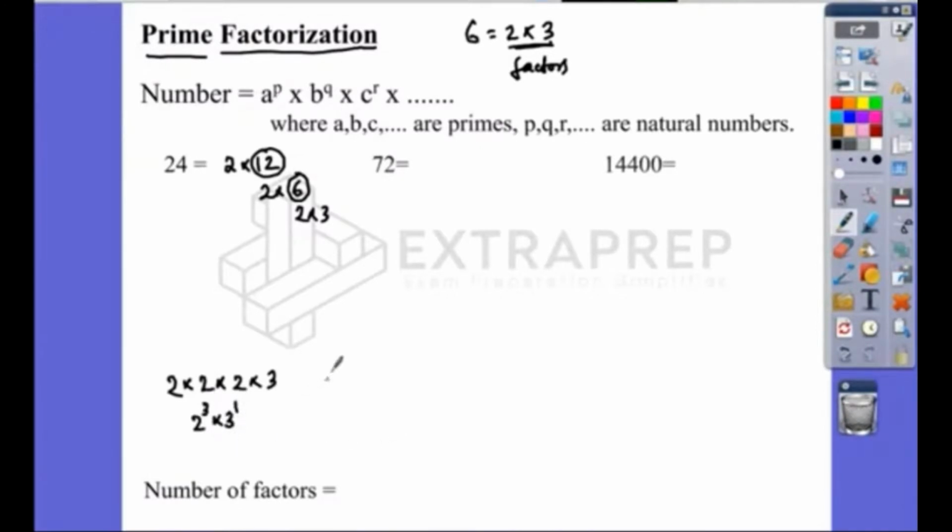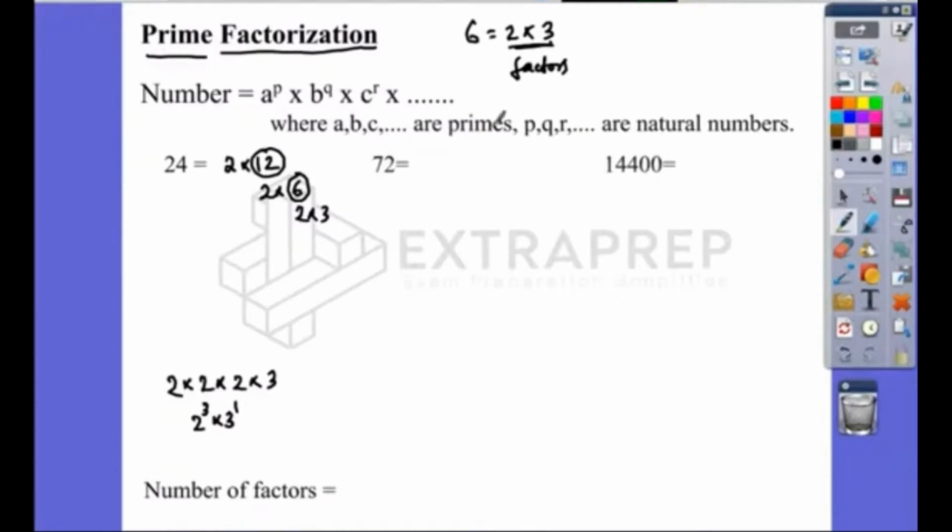Is that understood? So prime factorization is the breaking of a number into smaller parts until each and every part is prime. See, 2 cube into 3 power 1, where 2 and 3 are primes and the powers are natural numbers. So a number converted into a power p into b power q into c power r and so on, where a, b, c etc. are prime numbers, and p, q, r and so on are natural numbers, is said to be a prime factorized form.